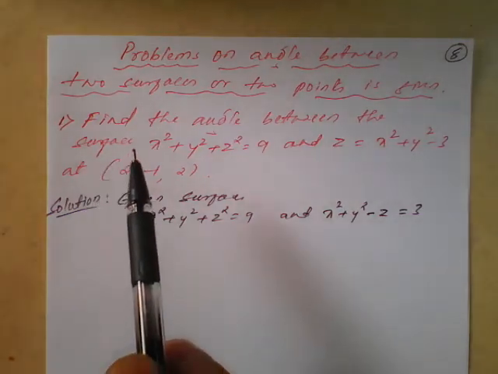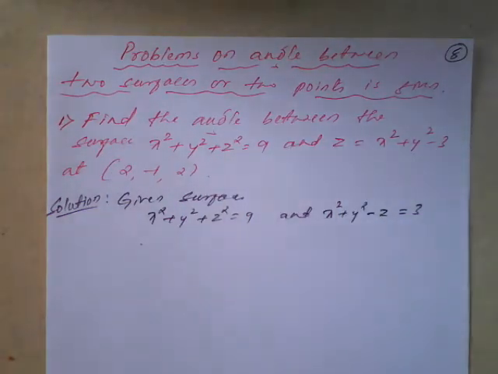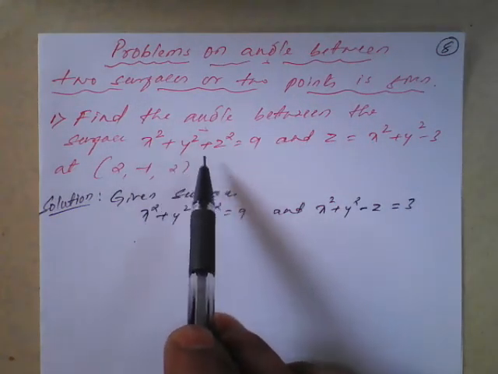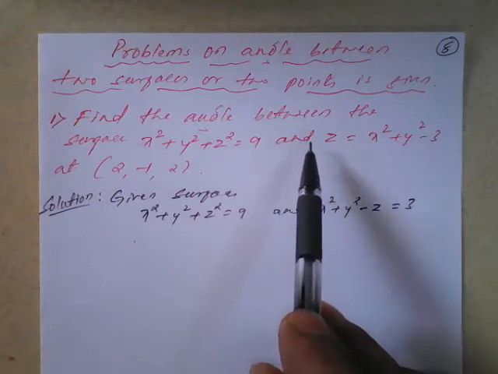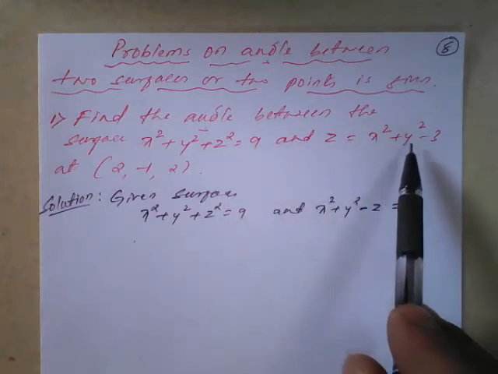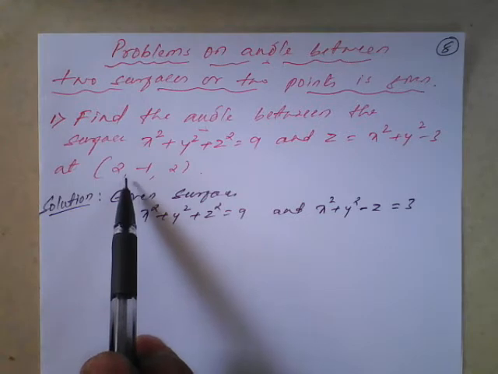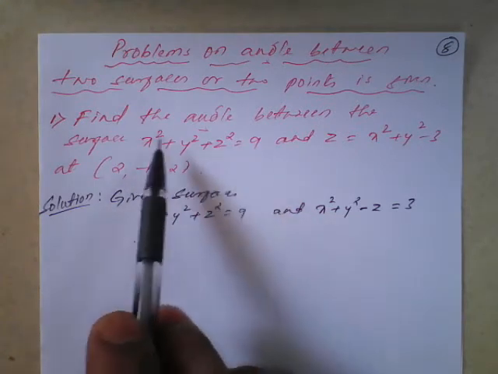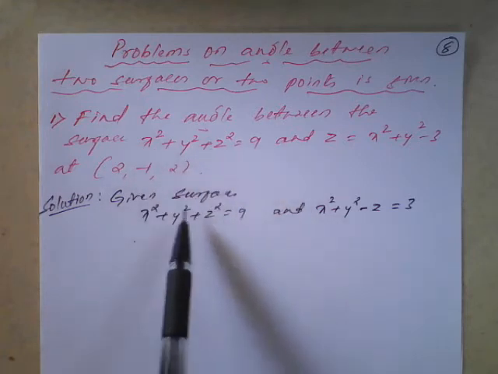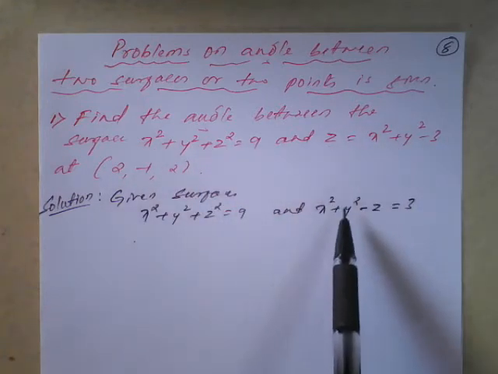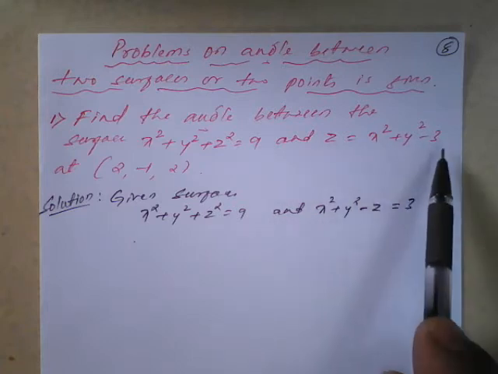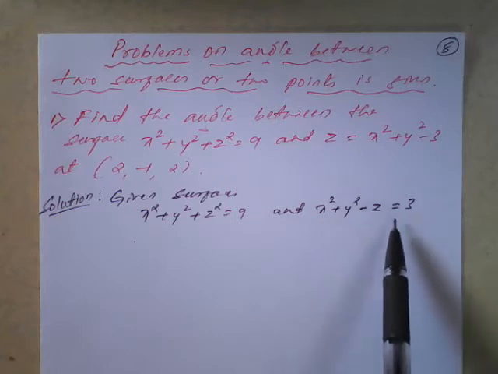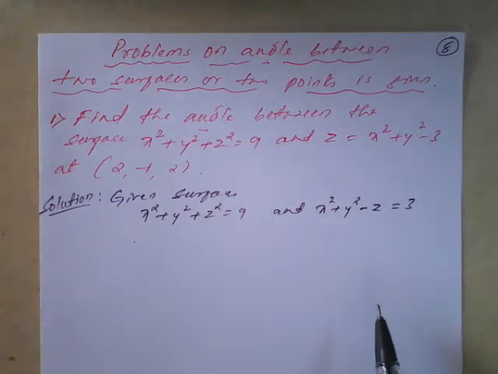So the question is, find the angle between the surfaces x square plus y square plus z square is equal to 9, and z is equal to x square plus y square minus 3, at the point 2, -1, 2. Here the given surfaces are x square plus y square plus z square is equal to 9, and we have to rearrange the other one. X square plus y square, take this inside, minus z, shift this minus z to the other side, it becomes plus 3. So x square plus y square minus z is equal to 3. So we have two surfaces here.